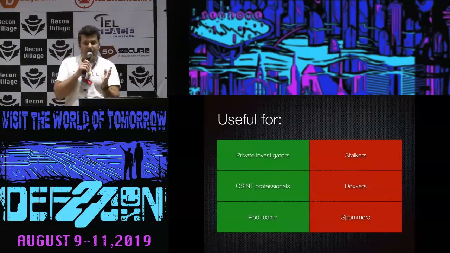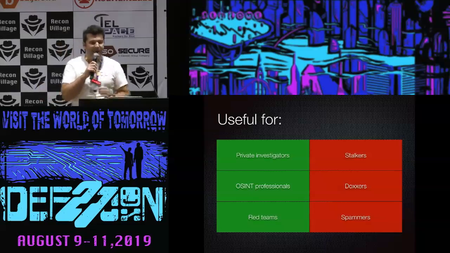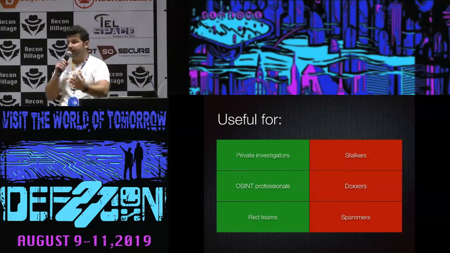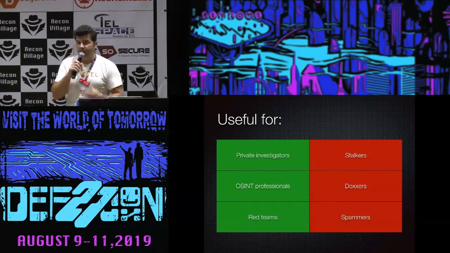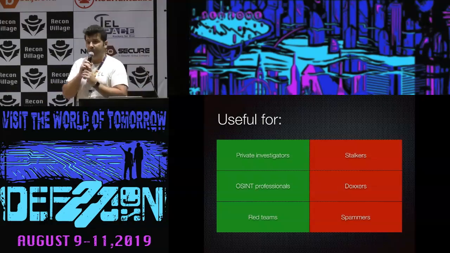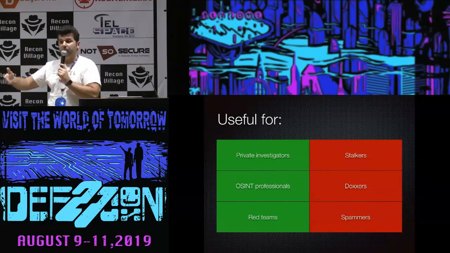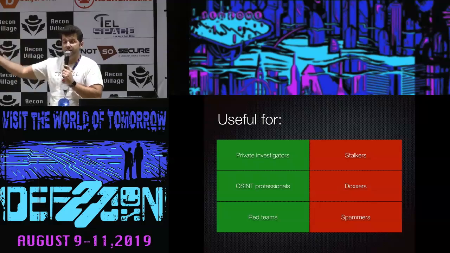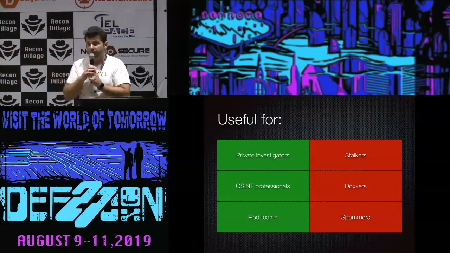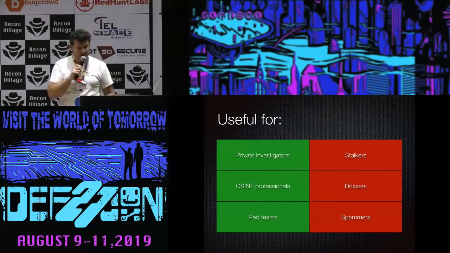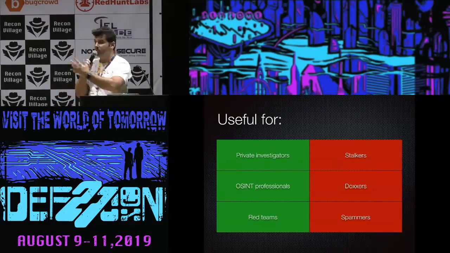On the good spectrum, we have private investigators that may be working a case, going after someone that is malicious, and they want to find more information. Think about it. A phone number gives you, for example, location data, right? There was an excellent talk a couple hours ago from Joseph Cox talking about that. OSINT professionals, probably like many of you, this is important, but also for red teamers.